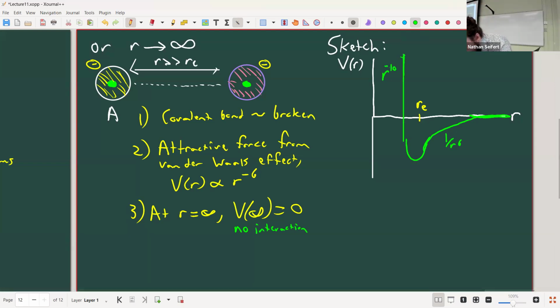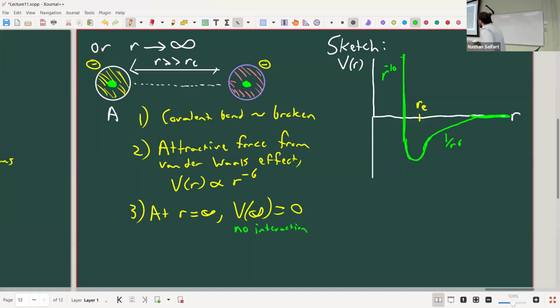On the short end, we have this potential that's very, very steep. It goes to a negative bound potential down here that looks quadratic, and then it rolls off slowly to an asymptote at a distance.